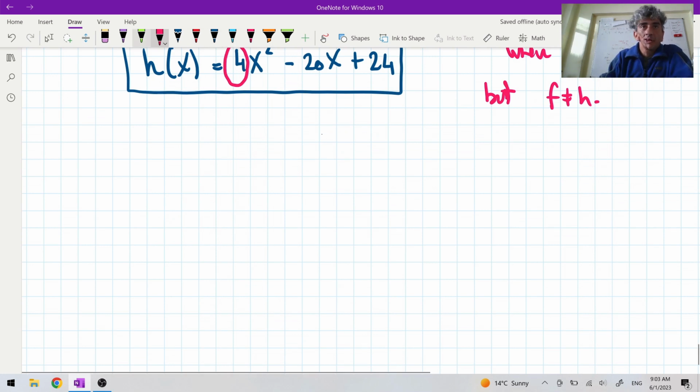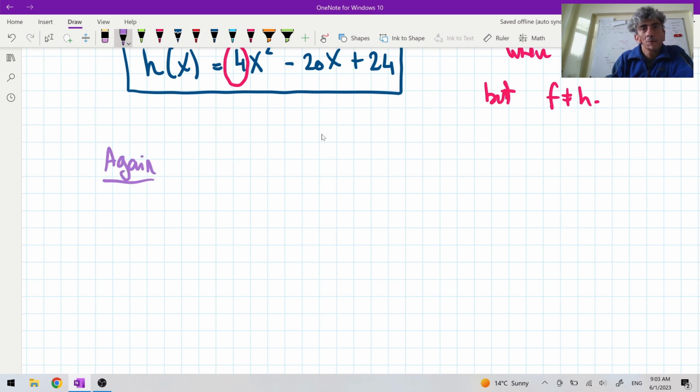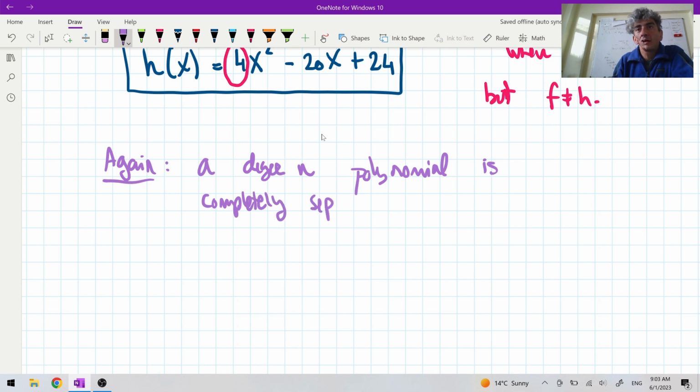So again, a degree n polynomial is completely specified by n plus 1 of its values.